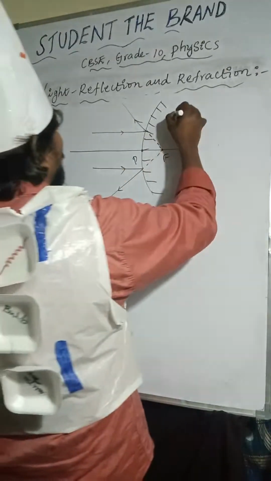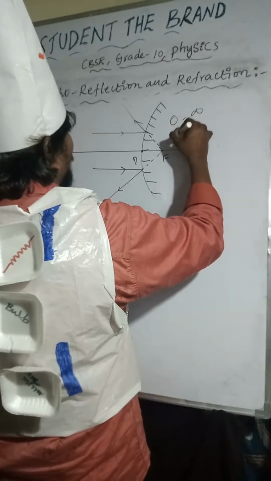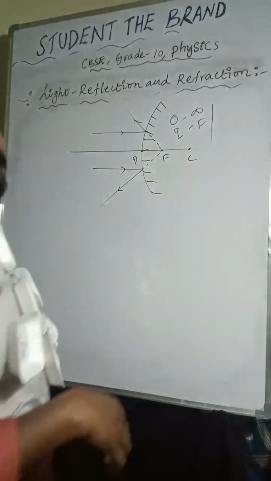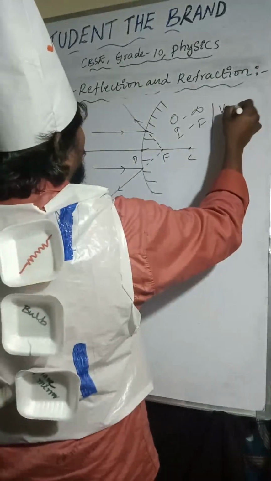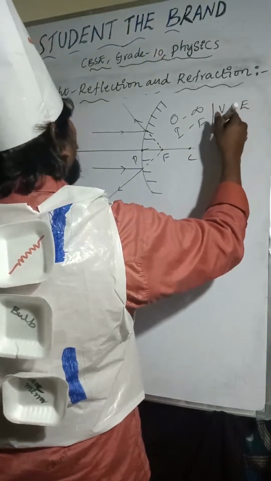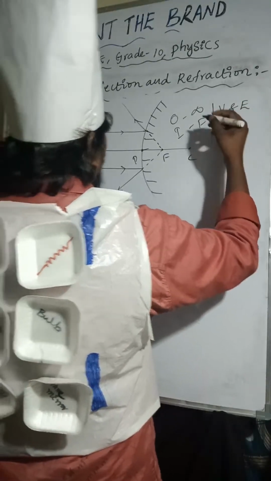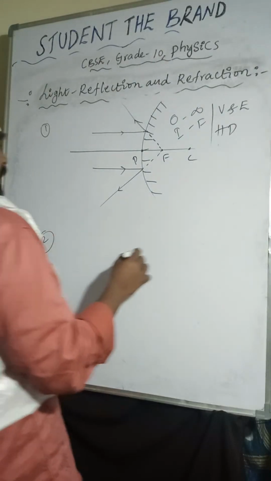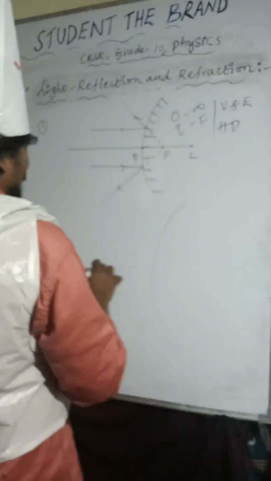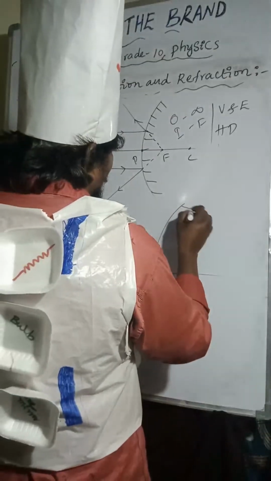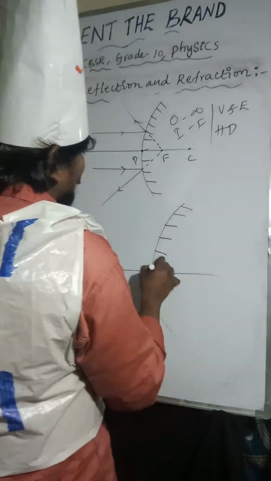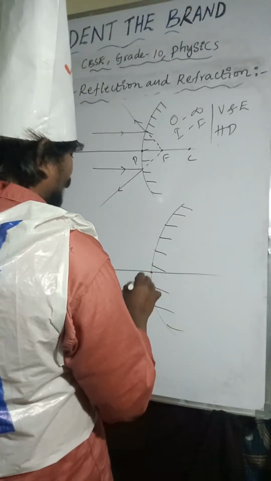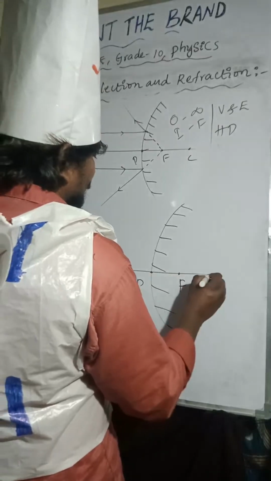Object is placed at infinity, where image is formed at focus. What is the nature of the image? Virtual, erect and highly diminished. Highly diminished. So pole, focus, center of curvature.